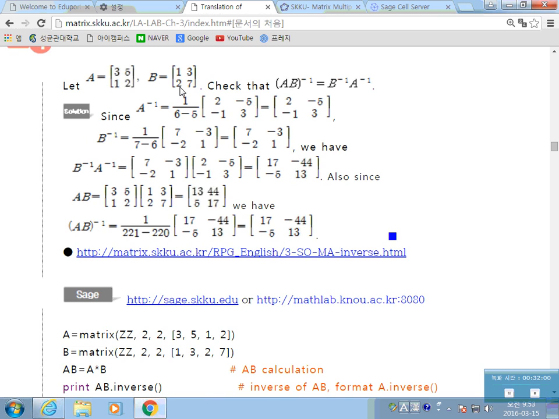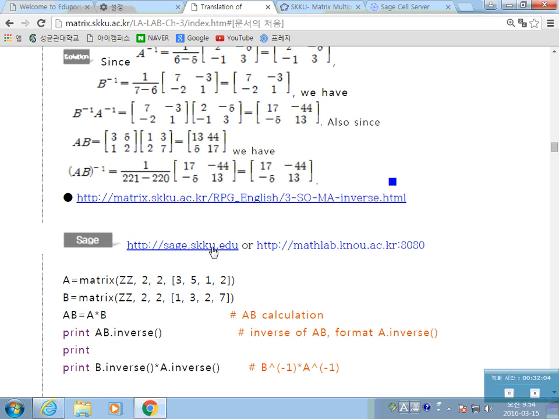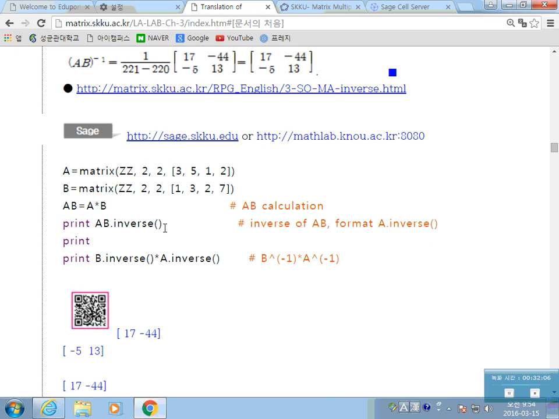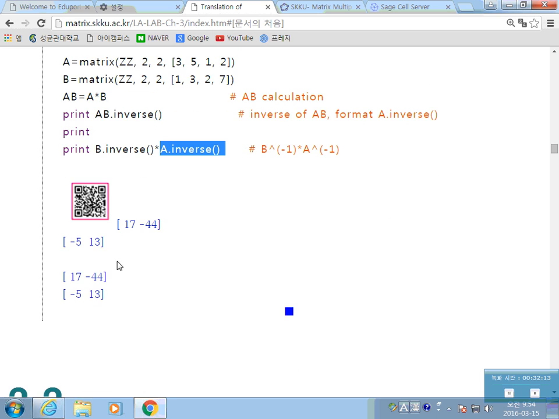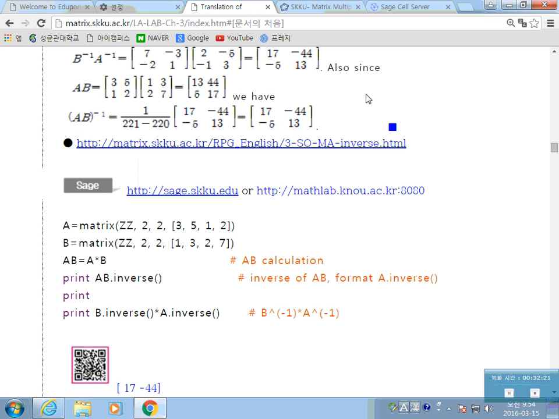Suppose A and B are given like this. Then we can check that the inverse of AB is the same as B inverse times A inverse. We can find the inverse of AB, and we can find the inverse of B times the inverse of A. You see they are the same. This is the inverse of AB, and this is B inverse times A inverse. They are the same matrix.